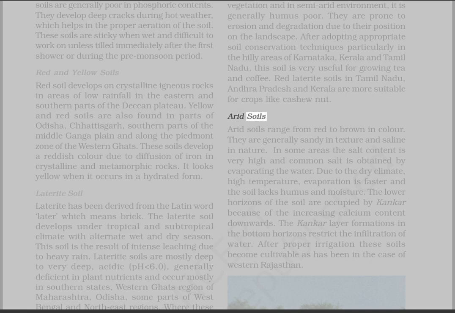Arid soils. Arid soils range from red to brown in color. They are generally sandy in texture and saline in nature. In some areas the salt content is very high and common salt is obtained by evaporating the water. Due to the dry climate and high temperature, evaporation is faster and the soil lacks humus and moisture. The lower horizons of the soil are occupied by kankar because of the increasing calcium content downwards. The kankar layer formations in the bottom horizons restrict the infiltration of water. After proper irrigation these soils become cultivable, as has been the case in western Rajasthan.